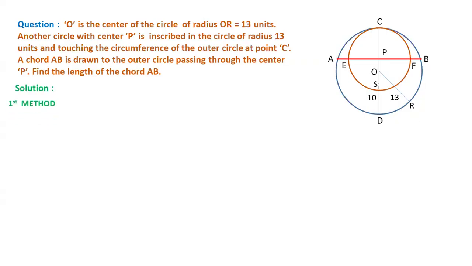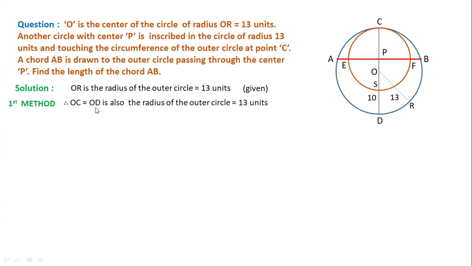We will solve this in two methods. Let me first explain the first method. This is the first method which we are doing. Here, OR, which is this OR, is the radius of the outer circle, which is 13 units. This is given.